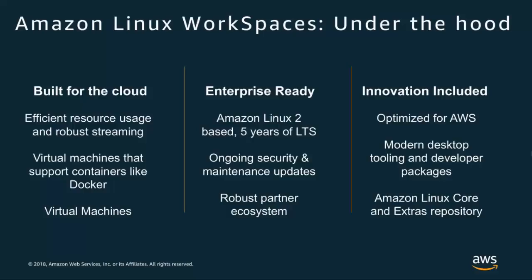We have Amazon Linux Core and Extras repository. When we're talking about Amazon Linux Core repository, all of the packages in there are LTS so that you can use them for your server workloads. And they are mostly server workload packages. And then we have the Extras repository where you will find most of the bleeding edge packages, most of the desktop packages that we prepare. And all of this comes at no additional cost. So you just pay for the workspace. You don't pay for the Amazon Linux on top of it.